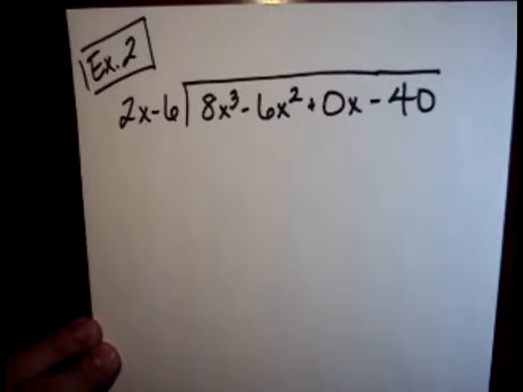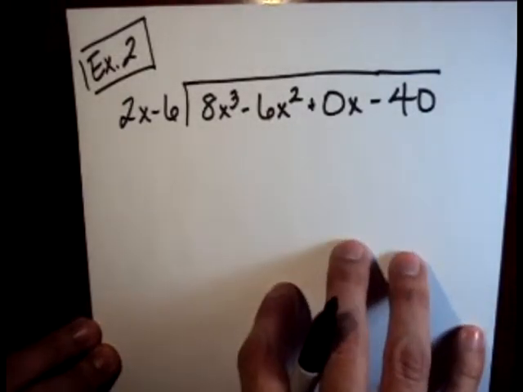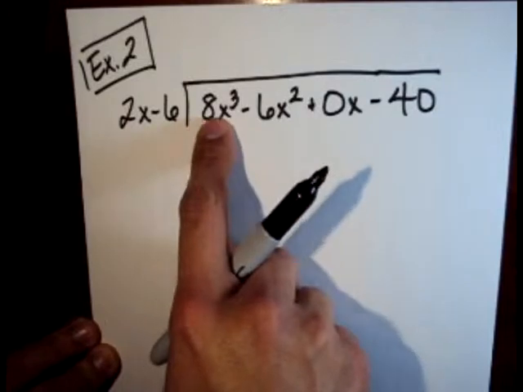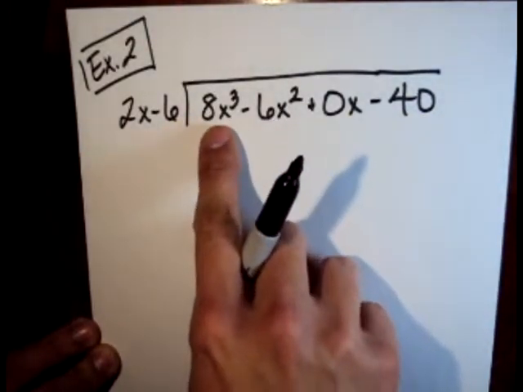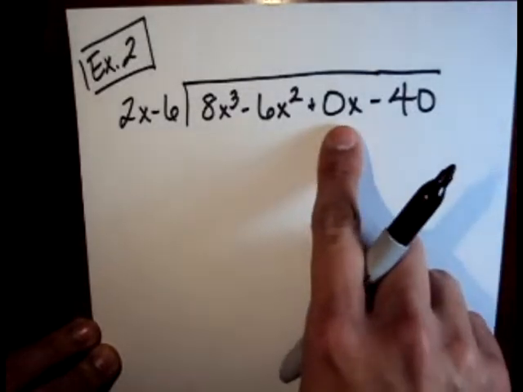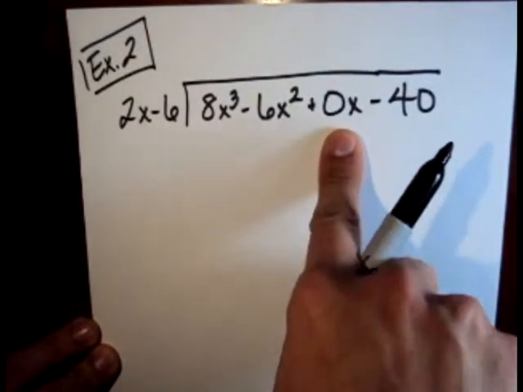Okay, let's look at a second example here of this polynomial long division. Now, before we get started on this one, I do want to point out our terms here. We have 8x cubed minus 6x squared plus 0x minus 40. Some of you might be asking yourselves, why the 0x? Well, this is actually a necessary term.